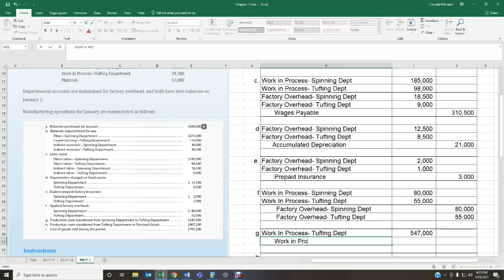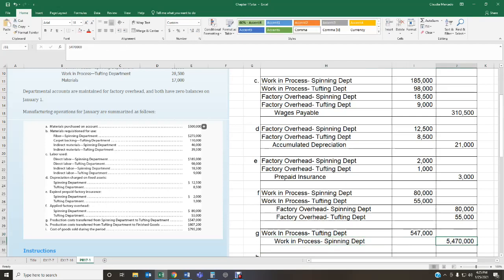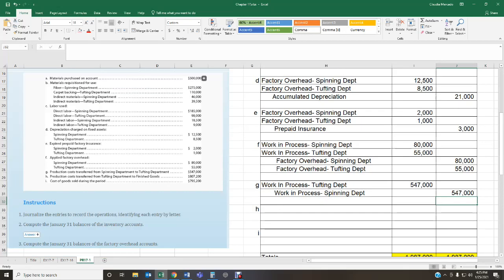My working process for the spinning department is going to decrease by 547. I'm sorry, I put an extra number there, 547. Okay, so my working process balance is decreasing. So I'm transferring the balance in my working process out of spinning and into tufting. Okay. Letter H. Production costs transferred from tufting department to finished goods.